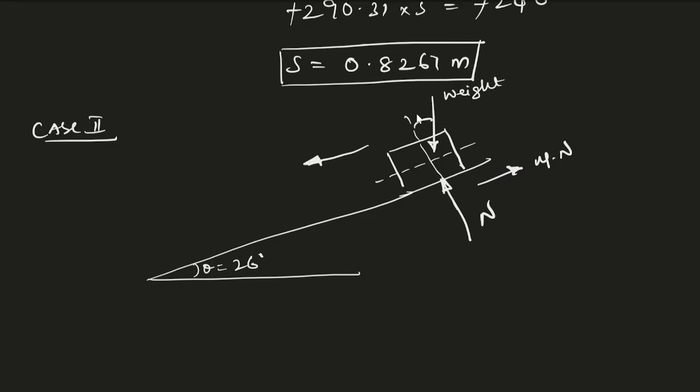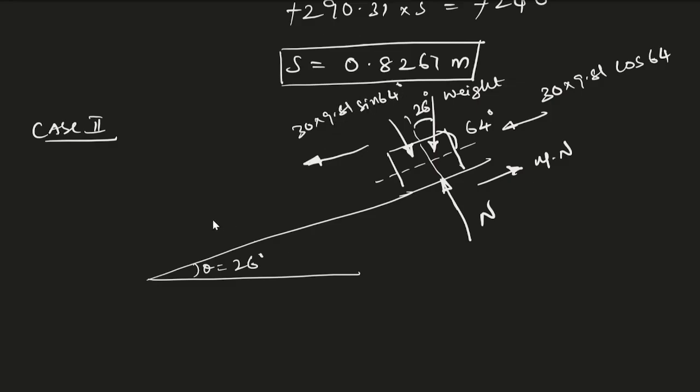Again, it's 26 degree with the y-axis. I will be taking it with respect to the x-axis, so it will be 64 degree. So we can resolve it as well. Same package, so 30 into 9.81 cos 64 degree is one component, and the other component is 30 into 9.81 sine 64 degree. So the box is going back to the initial position. Now this is my first position and this will be my second position. Here v1 will become 0, and here we don't know v2, we have to find v2.